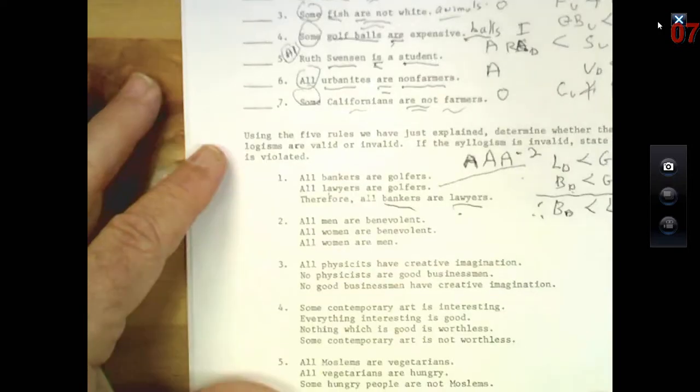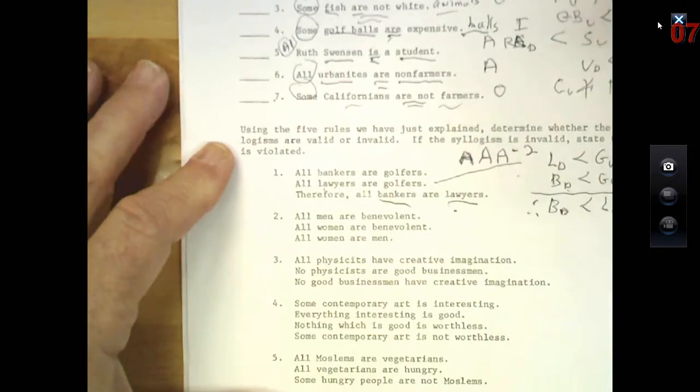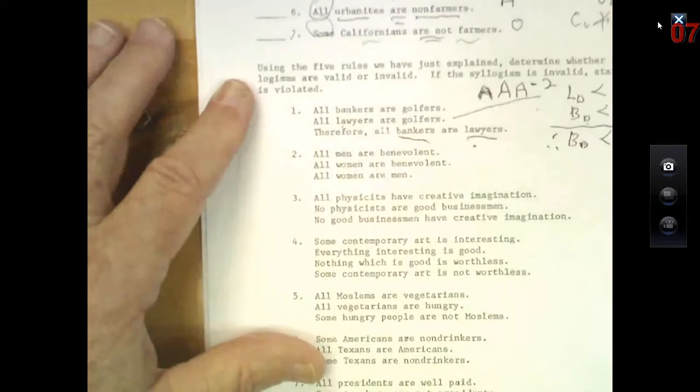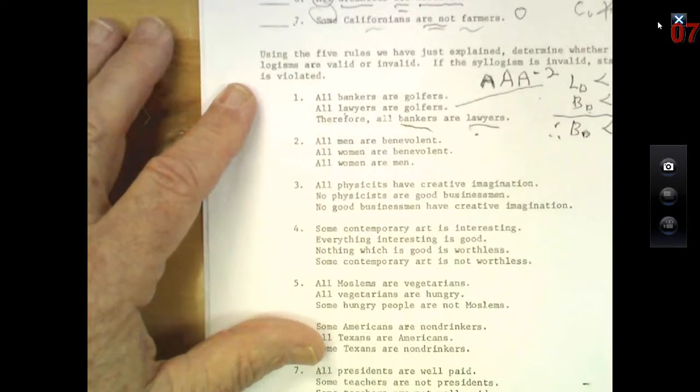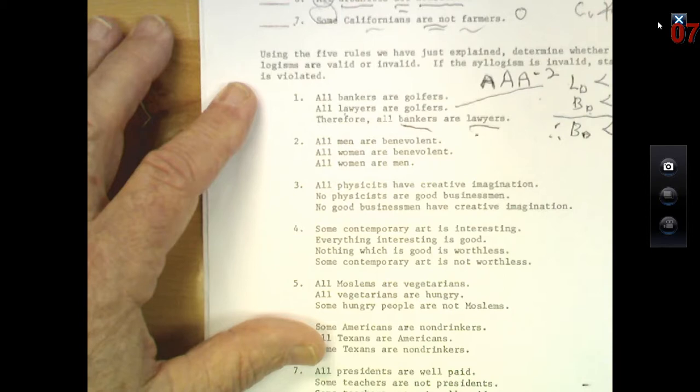Let me find it. All men are benevolent, is that it? So all men are benevolent. I can do this all separately. Read it to me first. All men are benevolent is the first thing. The second one is all women are benevolent. Therefore, all women are men. All right. Is it written in standard form?